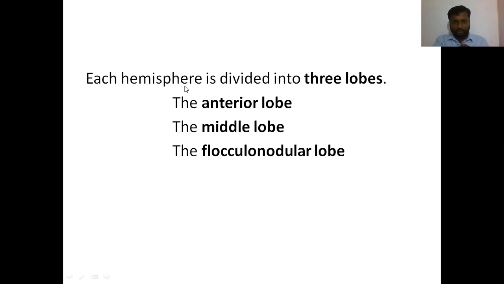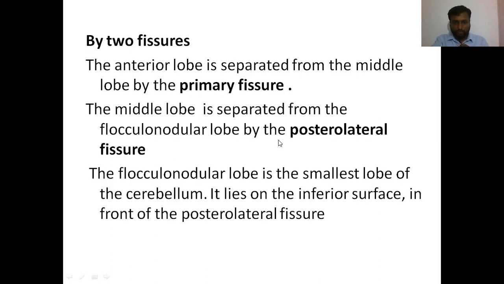Now each cerebellar hemisphere is divided into three lobes. We can compare with the cerebrum. See, in the cerebrum, each hemisphere is divided into four lobes: frontal, temporal, parietal, and occipital. Like that, each hemisphere of the cerebellum is also divided into three lobes: anterior lobe, middle lobe, and flocculonodular lobe, by two fissures, or two gaps. So what are the fissures? Primary fissure and posterolateral fissure. Those are the two fissures.